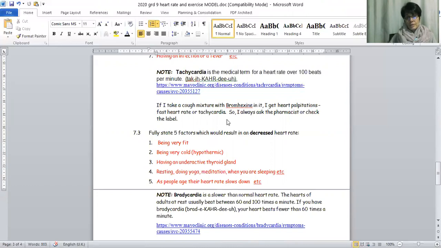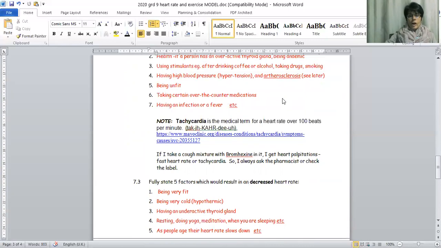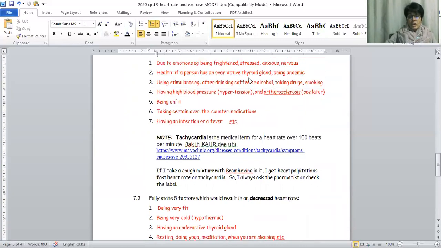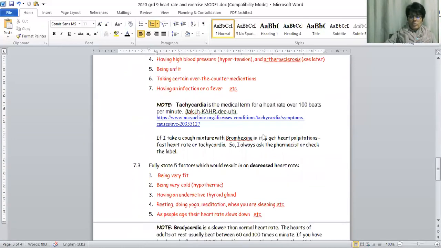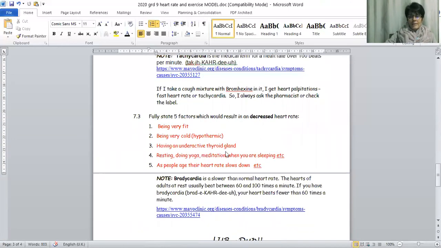Being very cold, someone who's fallen into a frozen lake or into a swimming pool in the middle of winter, and that would slow down the heart rate because metabolism is slowing down. Having an underactive thyroid gland. So the thyroid gland is below the trachea, and it's a gland that controls metabolism. There are conditions where the thyroid gland is not controlling metabolism properly, and therefore your heart rate is way too fast. And also if it's too slow, having an underactive thyroid. All right, but that's more in people as they get older.